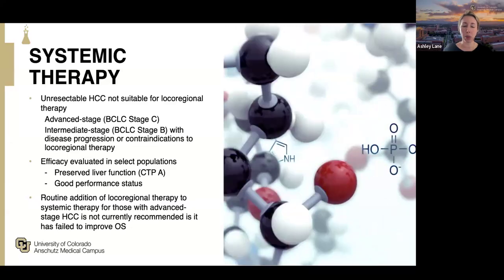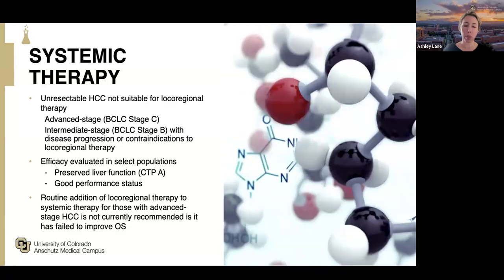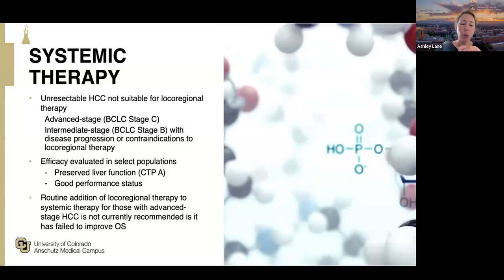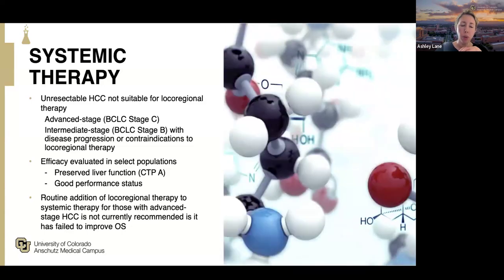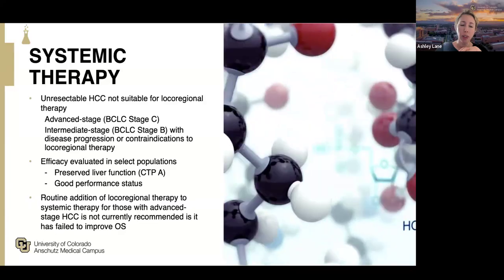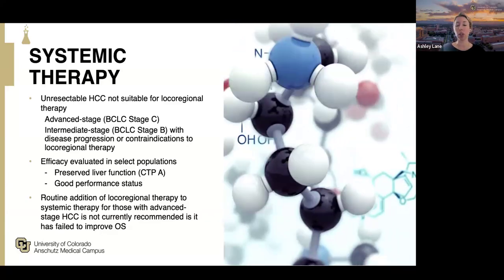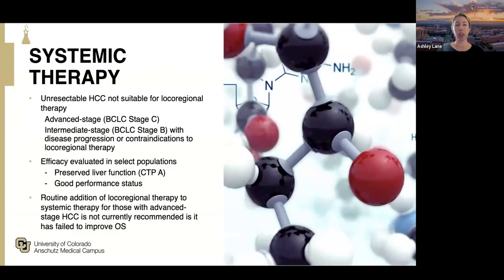Efficacy is evaluated in select populations. We know it's highly efficacious in those with preserved liver function, so Child-Pugh A, and have good performance status. We don't routinely add local regional therapies to systemic therapy for those with advanced stage HCC, and it's technically not currently recommended. It has failed to show an improvement in overall survival, but you will see it done, and there are actually clinical trials ongoing looking at this.